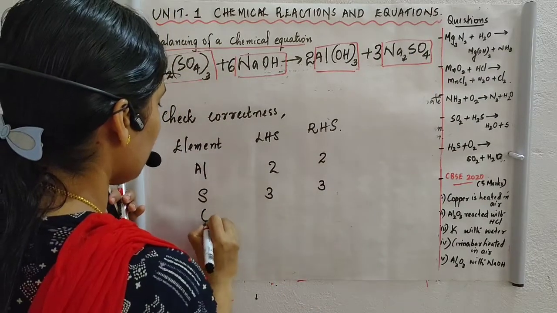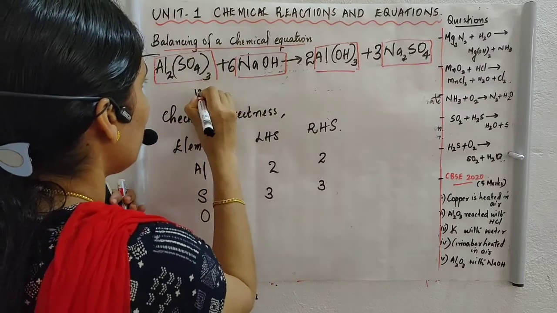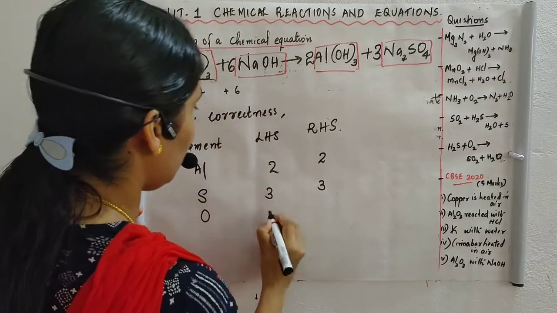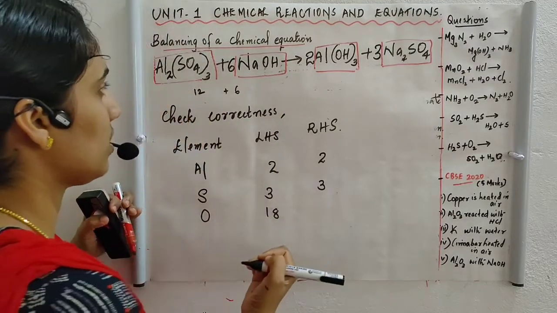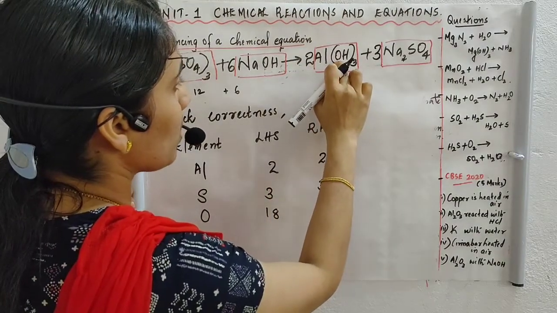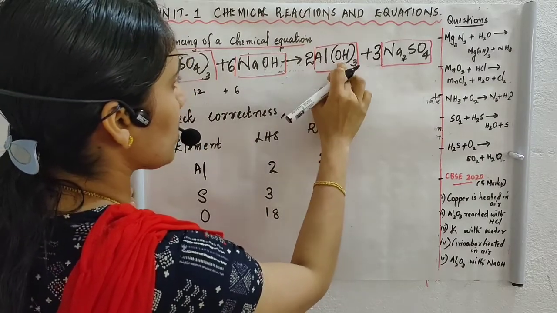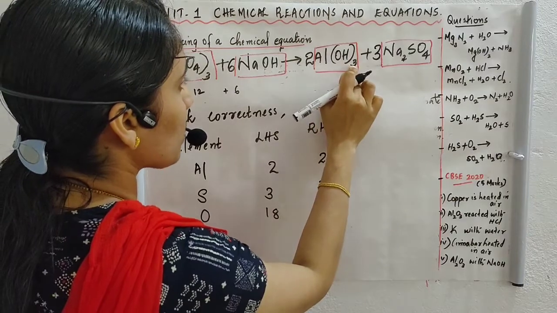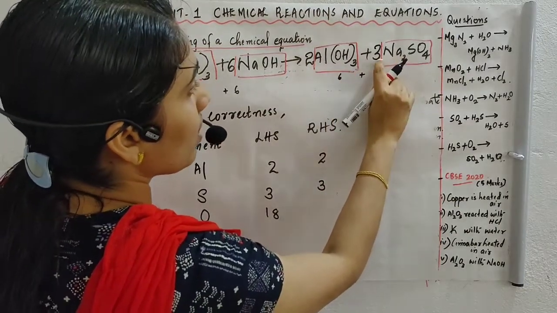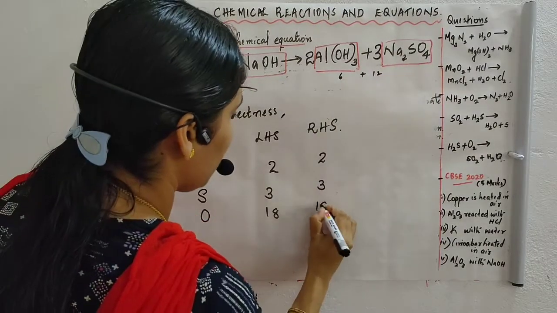Then what about oxygen? Oxygen here you can see 4 into 3 it is 12, plus 6 into 1, that is 18. On the left side how many oxygen? It is 18. On the right side how much? Here this is 1 into 3, 3, 3 into 2. Here 3 oxygen into 2 also, that is 6 on this side, plus 3 into 4, 12. So 12 plus 6, 18.